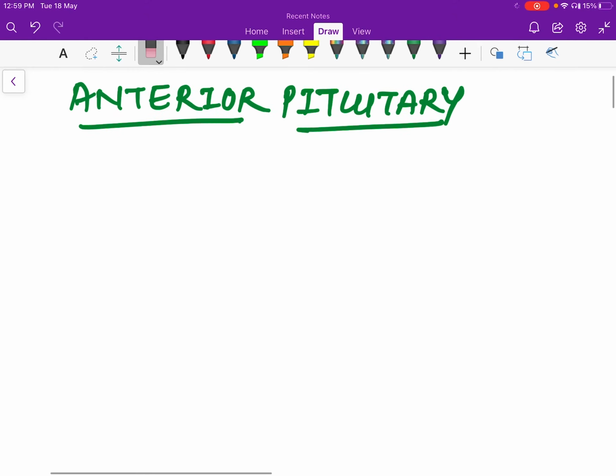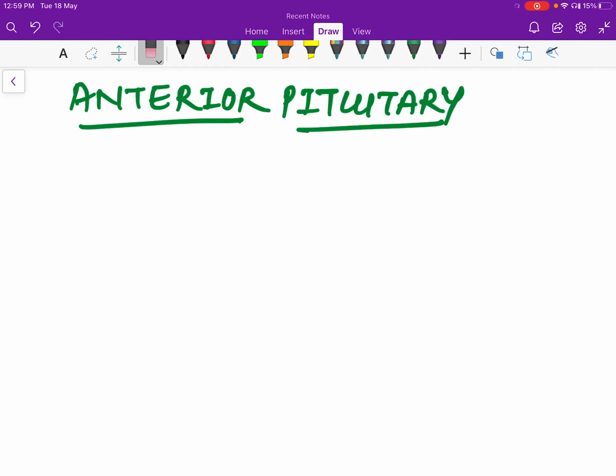Hello friends, in the last section we discussed different types of hormones, the nature of these hormones, classification of hormones, and briefly we discussed the mechanism of action of different hormones, the receptors associated with different hormones. Now we are going to start individual glands and we'll try to cover in detail the different hormones produced by these glands and important diseases associated with them.